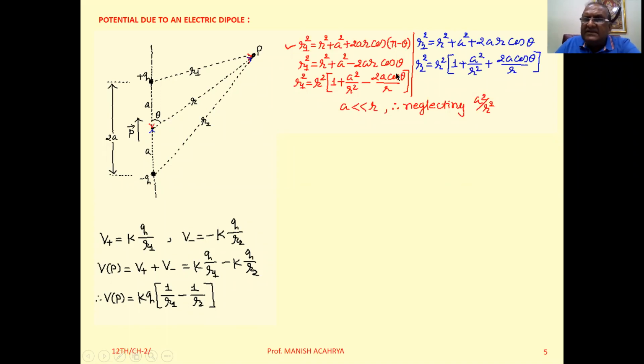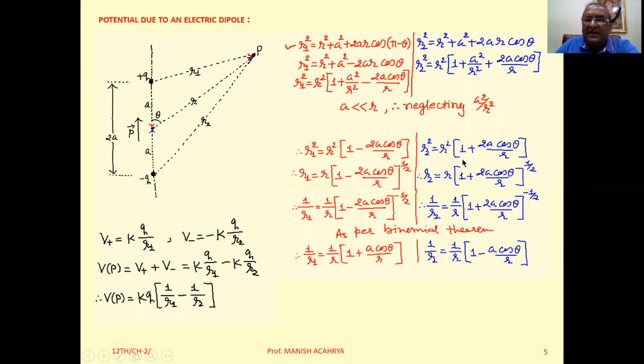Now, in a similar way, we can write r2 square equal to r square plus a square plus 2ar cos theta. And again we take r square common on the right hand side, then r2 square equal to r square into 1 plus a square upon r square plus 2a cos theta by r.